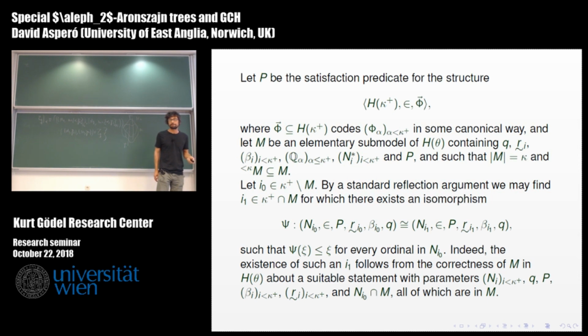Why do you need this model M instead of just a delta system argument? That's a delta system argument.